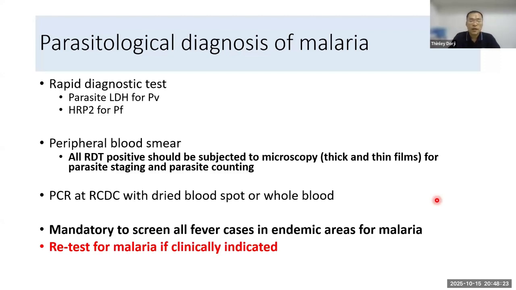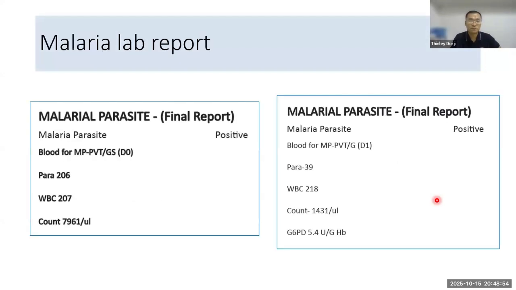Now, for all the patients who come with fever and in whom you suspect malaria, it is recommended to screen all cases for malaria. And if your clinical suspicion is high, you can still go for retesting of malaria. This is because sometimes if the parasitemia was very low, your rapid diagnostic test might come out negative.